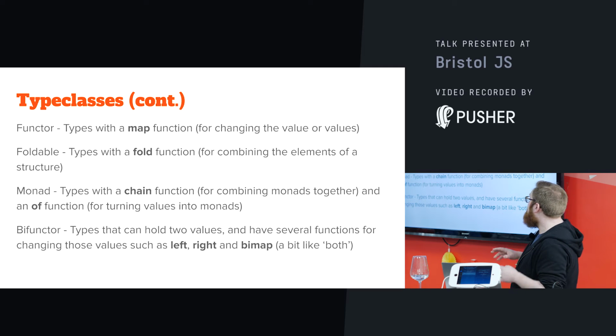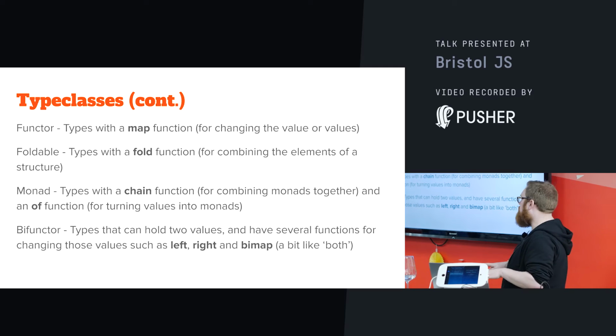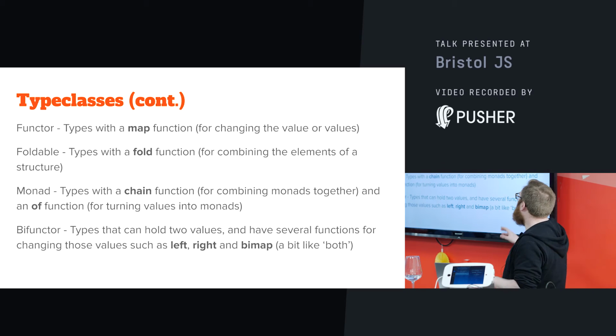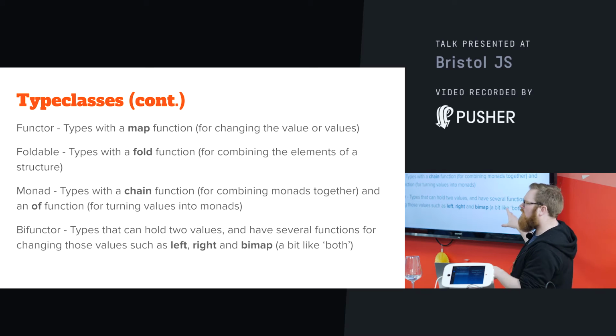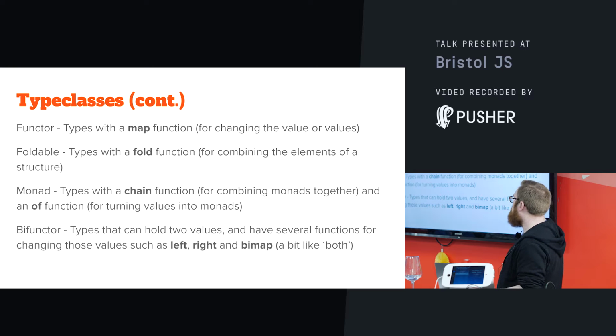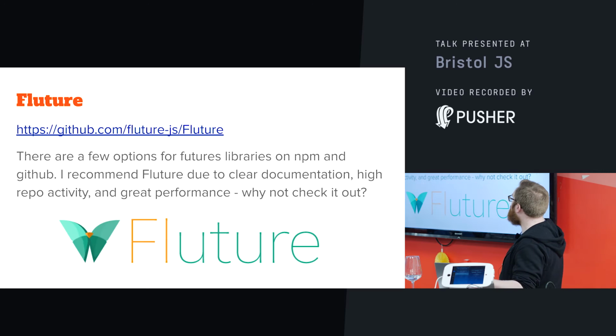Monad has two functions in the Fantasyland specification. They're actually kind of inherited from other types, but so you've got chain, which allows you to combine monads together, and you've got of, which lets you turn simple values into monads. And then this will come up very near the end. Try and remember it though. We've got bifunctor. Bifunctor is a type that can hold two values and has several functions for changing those values, such as left, right, and bimap, which works on both values. But you can kind of put that in your brain for a minute.